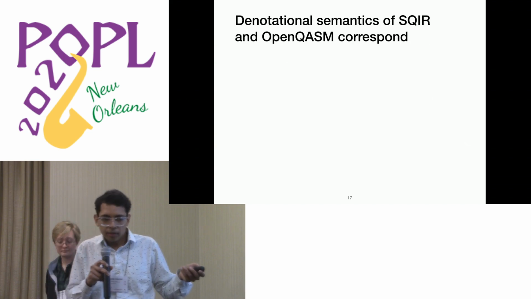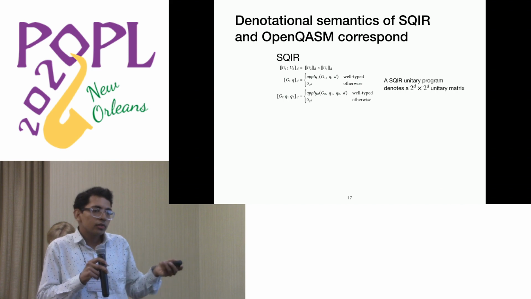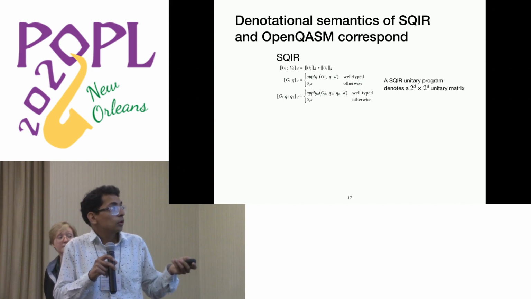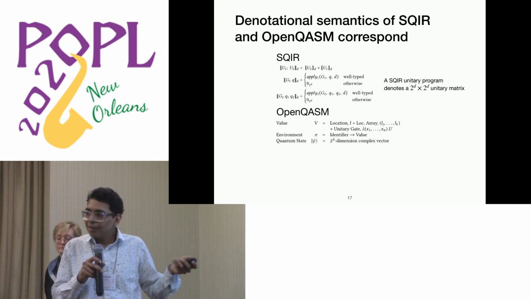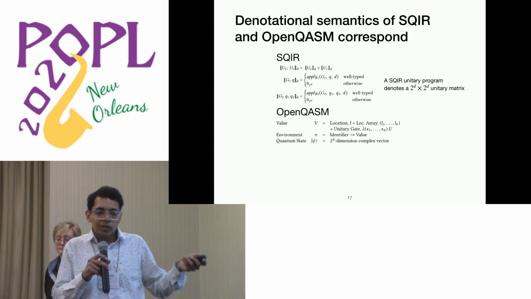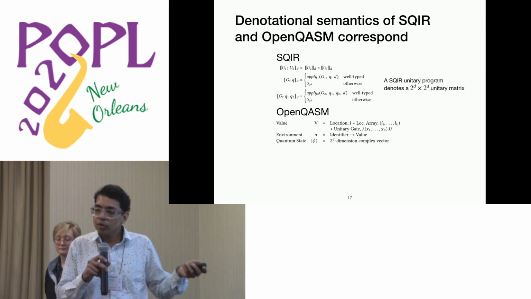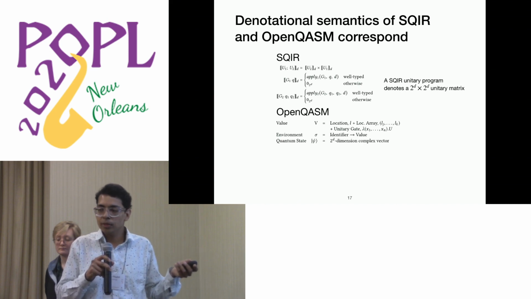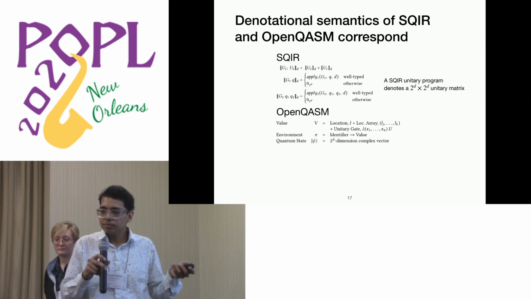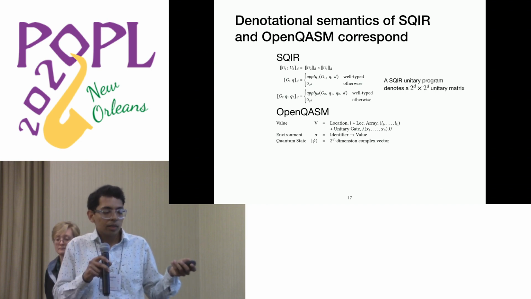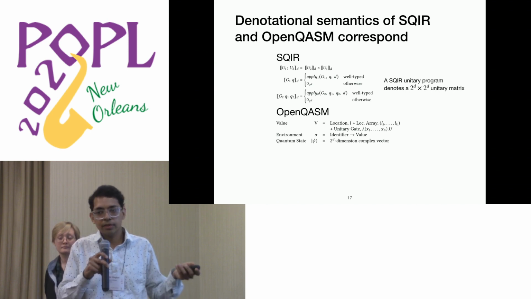Talking about denotational semantics, we saw SOIR's unitary semantics before, where a program corresponds to a unitary matrix. In the case of OpenQASM, again being a larger language, we define values, an environment, and a quantum state, where values are locations. They could be location arrays, or they could be unitary gates, which look like functions. Then the environment is a mapping from identifiers to values, and the quantum state is a 2 raised to d dimension complex vector, which represents the total quantum state available to a QASM program.